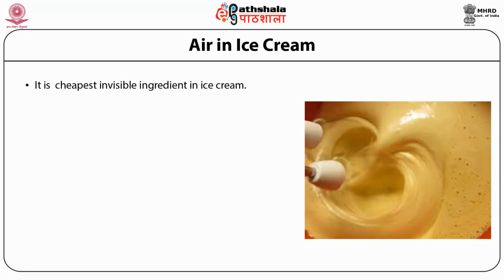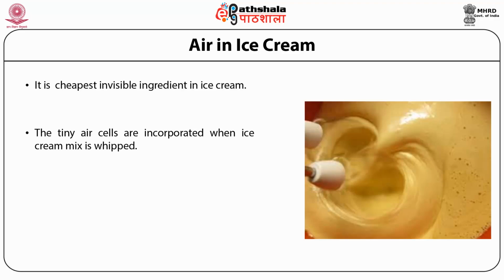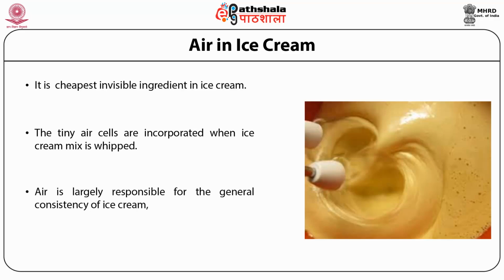First of all, we know where air comes from in ice cream mix and what its function is in ice cream making. The tiny air cells are incorporated when the ice cream mix is whipped. Air in ice cream is largely responsible for the general consistency of ice cream, and it greatly affects its texture and volume. Since it is free and it increases the volume of ice cream, some non-premium commercial ice creams could have an overrun, sometimes even exceeding 100%.